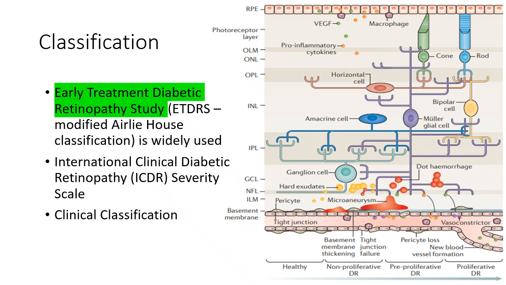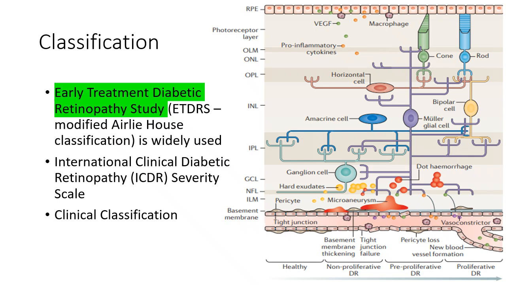So there are three classification systems. The first, the most widely adopted is the ETDRS classification, Early Treatment Diabetic Retinopathy Study. Please remember, I'm going to highlight all the landmark studies in green. Okay, I'm not going to have a separate class on the studies. It's enough to know the names, the full forms of these studies and the conclusion of these studies. So please note wherever I have highlighted the studies in green. So ETDRS classification was then modified and the modified Airlie House classification is now widely used.